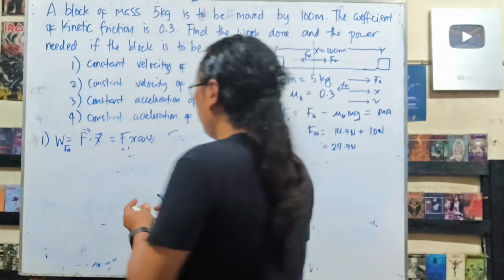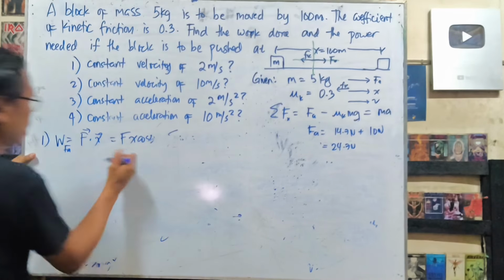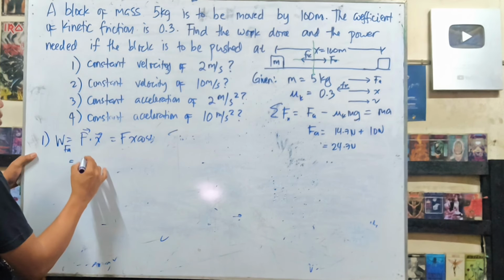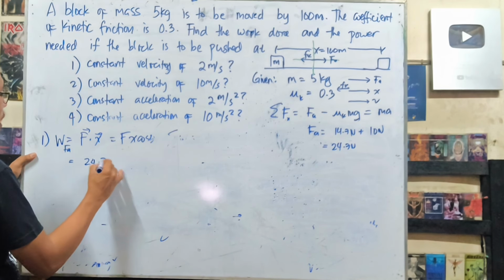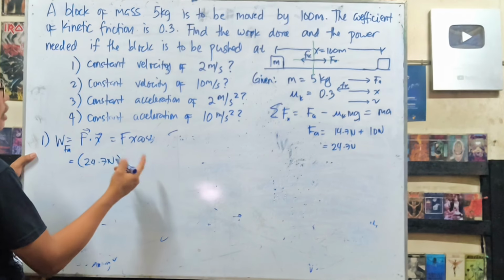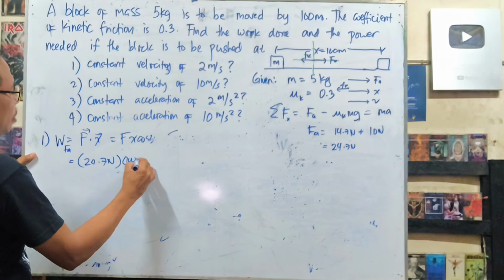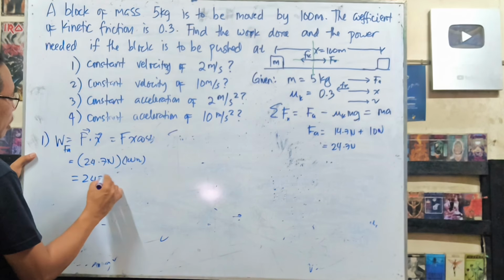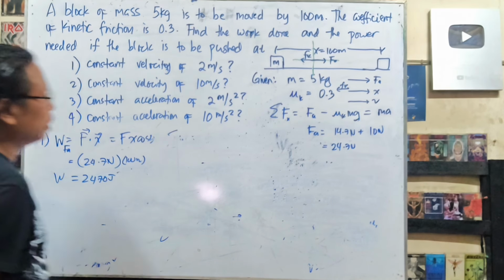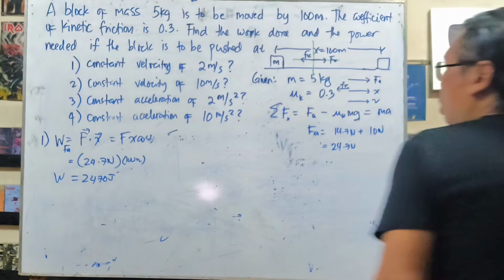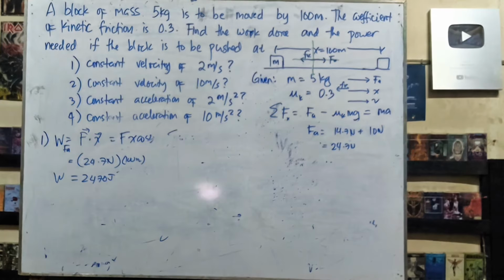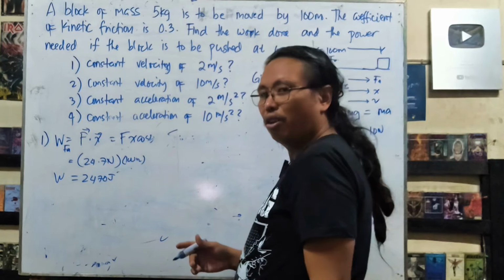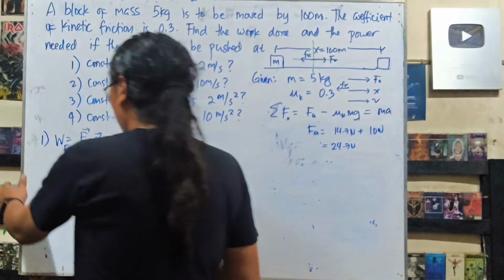So the work done is still the same, F x cosine theta. So this is now 24.7 newtons times x, which is 100 meters. So you would be needing 2,470 joules. That's the work done. But how about the power? Now the power here is not constant.